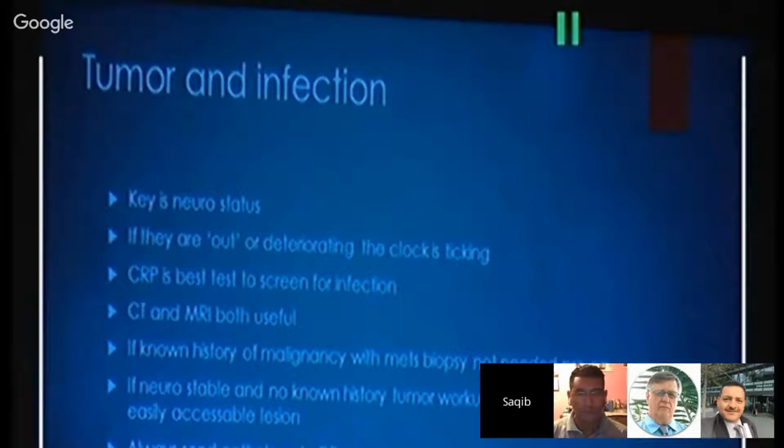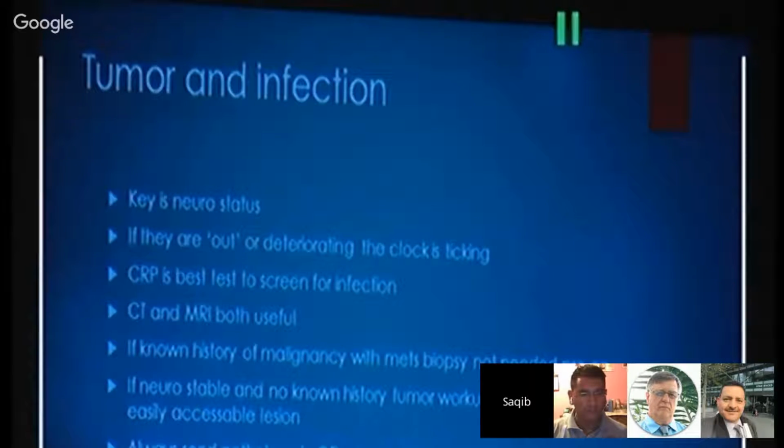If they have a known history of malignancy with metastasis, if you know this is a patient who has prostate cancer with metastasis, I don't think biopsy is necessary in the urgent management of tumor patients. If the patient is neurologically stable and has no history of tumor, I think the tumor workup is important. Look for primaries, look for other sites to biopsy.